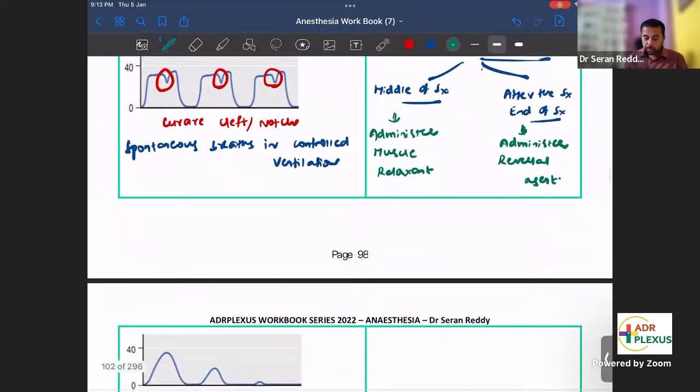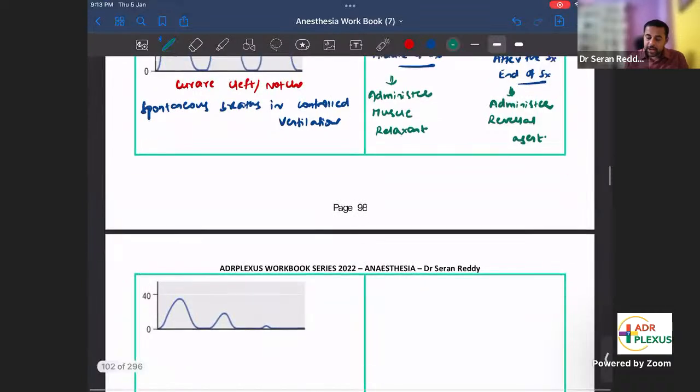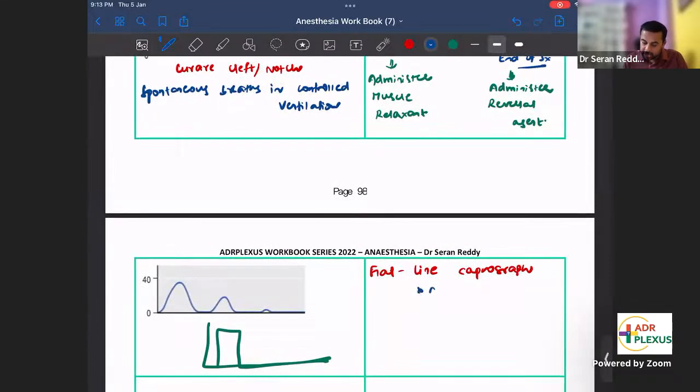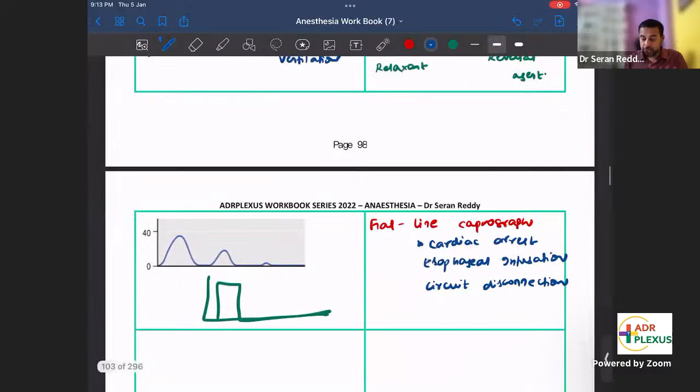Then this is very important. This is a flat line capnograph. Suddenly the waveform becomes like this. This is called a flat line capnogram, where suddenly it becomes zero. It is seen in conditions of cardiac arrest, esophageal intubation, circuit disconnection, and even accidental extubation.